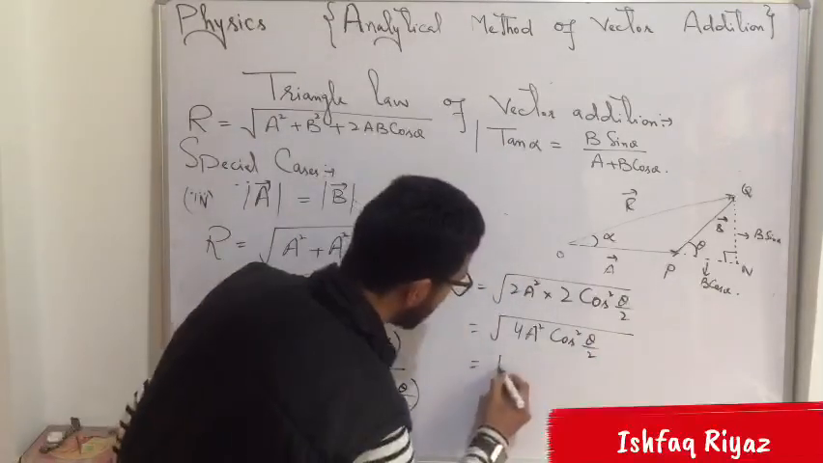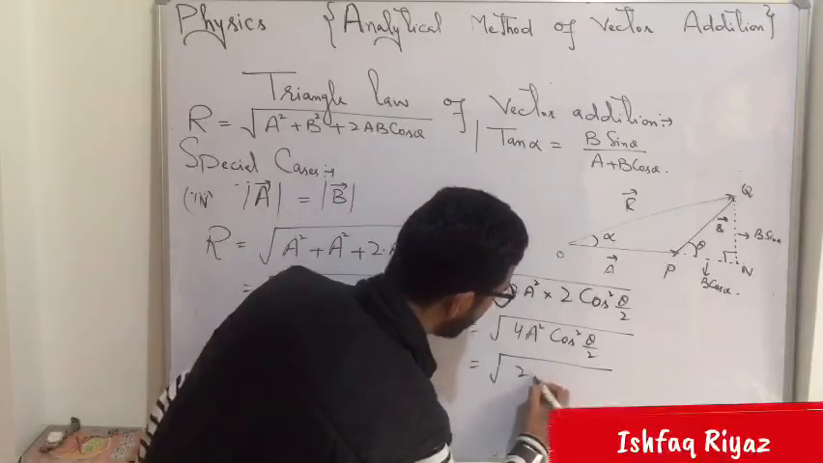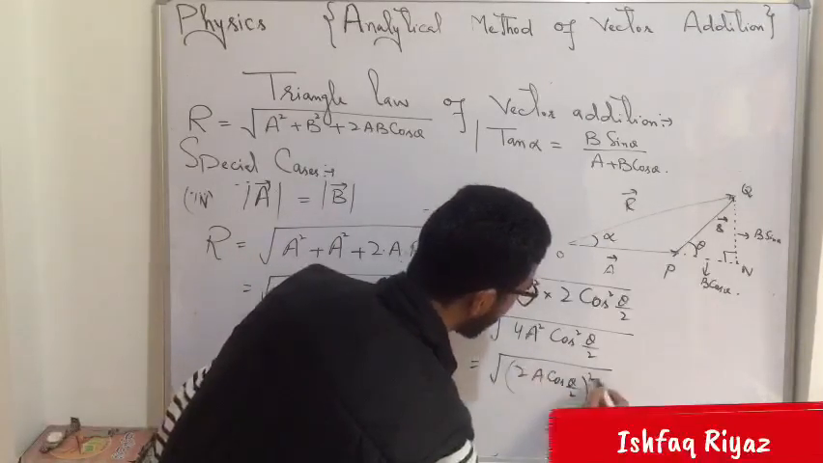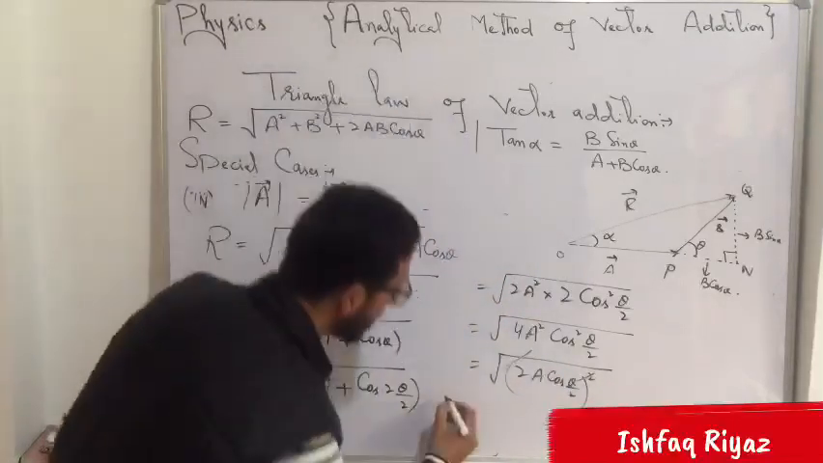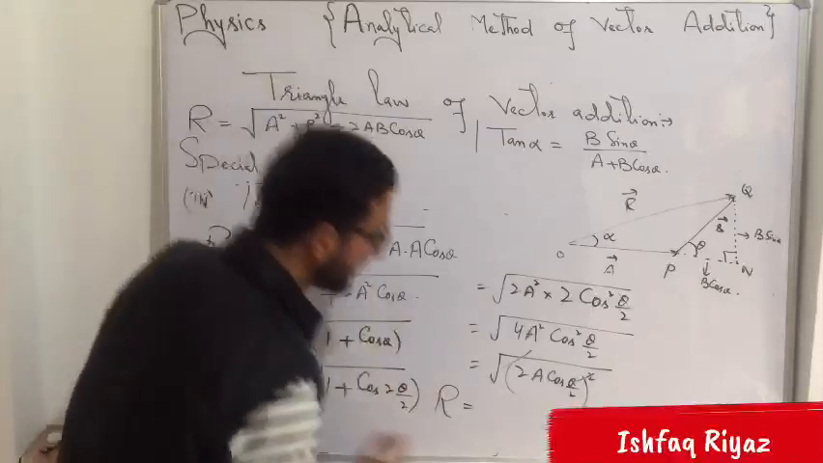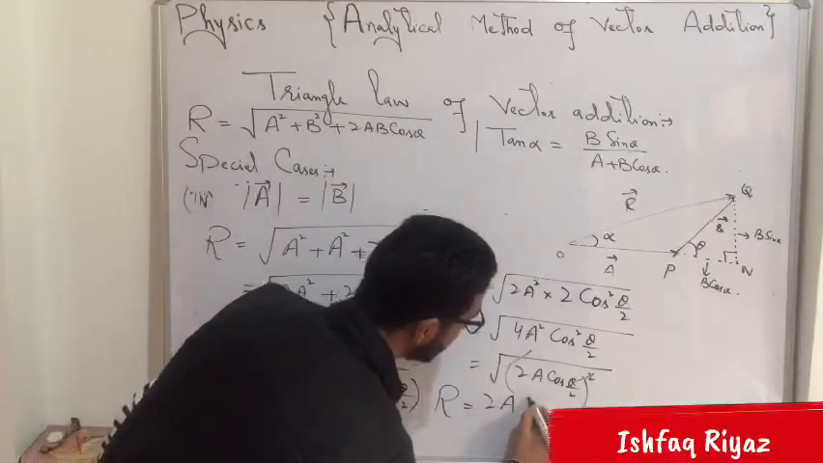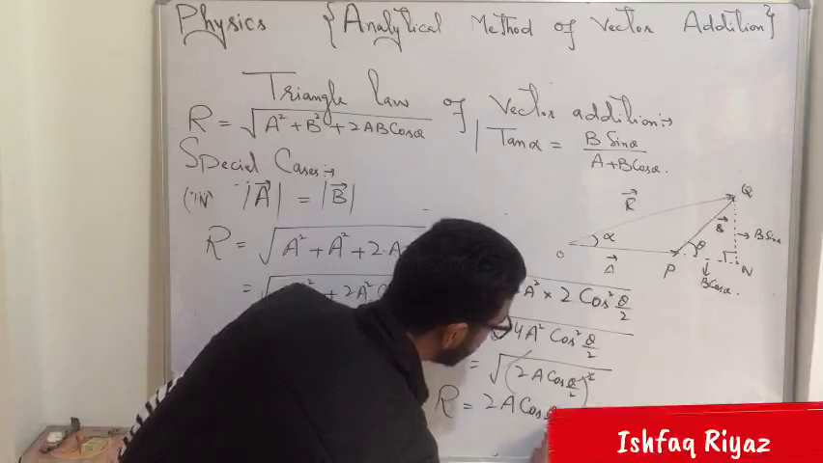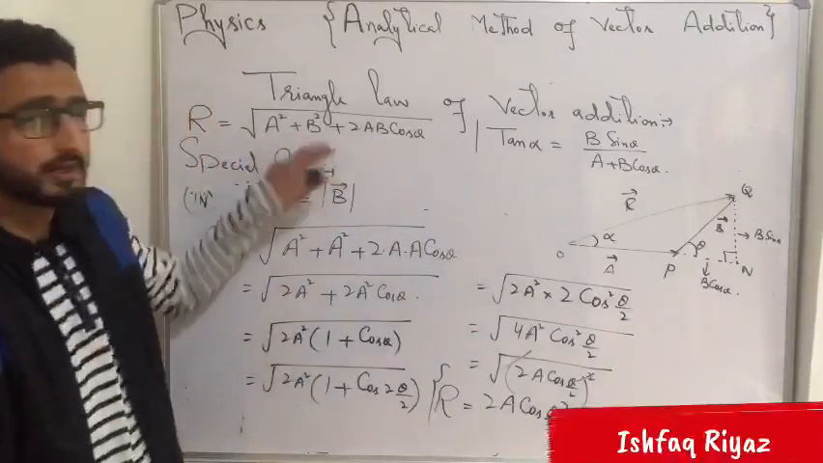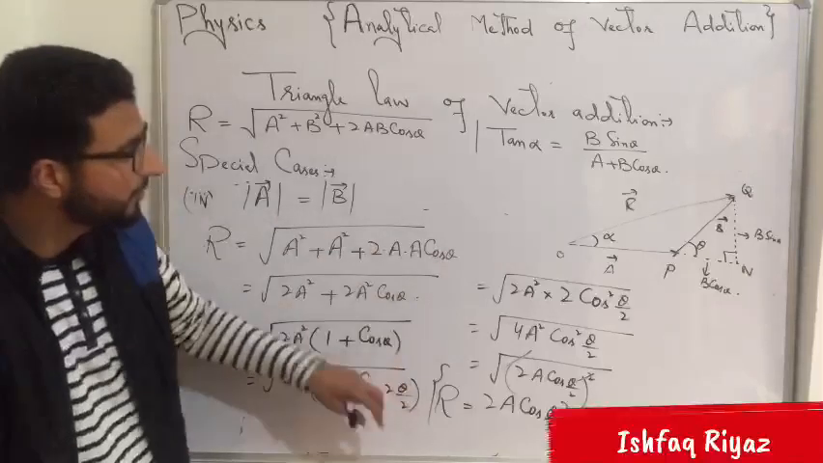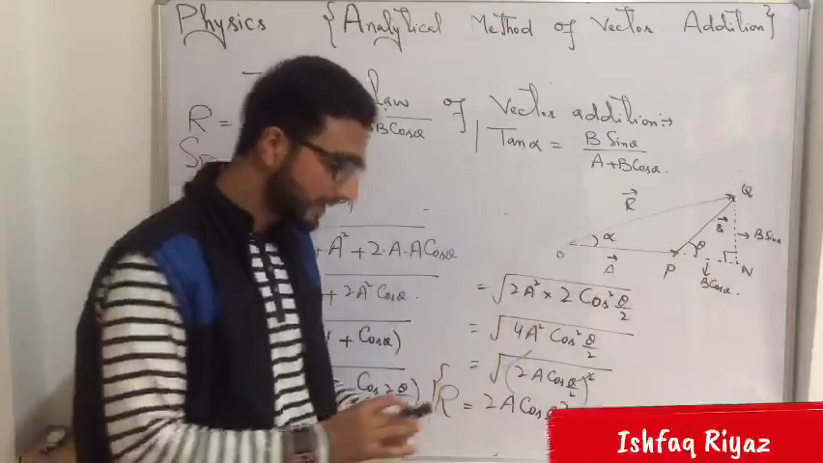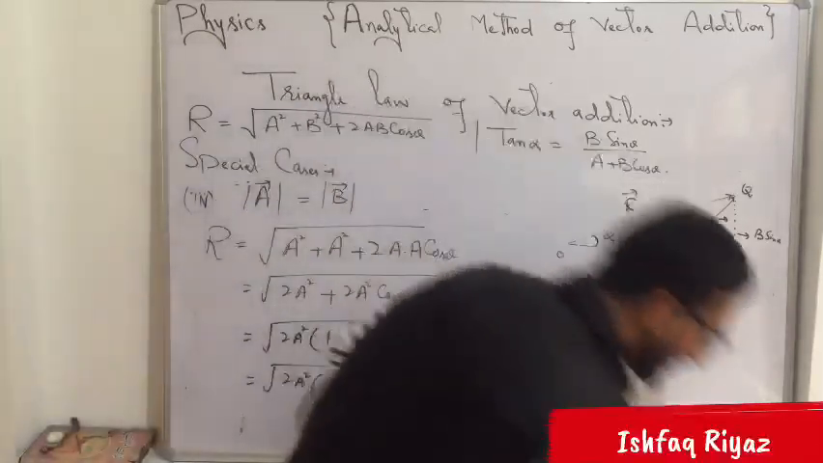Can I also write this as 2a cos of theta by 2 whole square? The square and root will cancel. Simply, the magnitude of the resultant vector in this case will be 2a cos of theta by 2. This was the case for this expression. Now let us find the direction of the resultant vector. Hope you are following these steps.